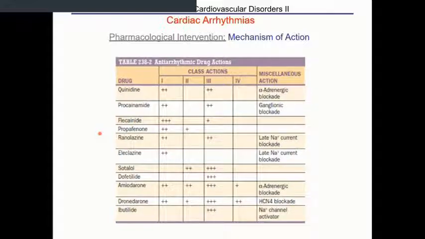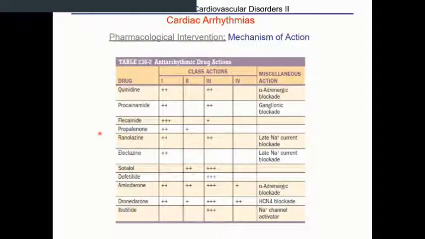So in your textbooks, you have this table of antiarrhythmic drug actions. Some drugs that you can use will be quinidine, which has alpha adrenergic blockade, procainamide, which has ganglionic blockade. You could use flecainide, propafenone, ranolazine, which is a late sodium current blockade, eleclazine, which has late sodium current blockade, sotalol, and dofetilide. You have your amiodarone also, which has alpha adrenergic blockade, and your clonidazole and your ibutilide.